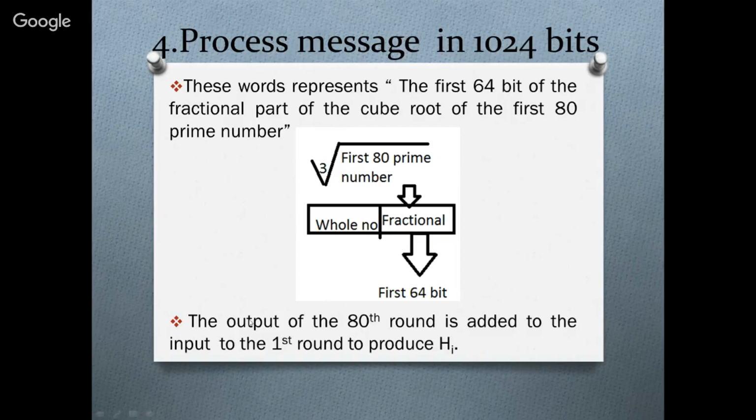The output of the 80th round, that is the last round, is added to the input of the first round to produce the first hash code. That is, the first round hash code is being added to the input of this first round. When I add these two values, the input and the output, I get one set of hash code, and this hash code is given as input to the next F function.